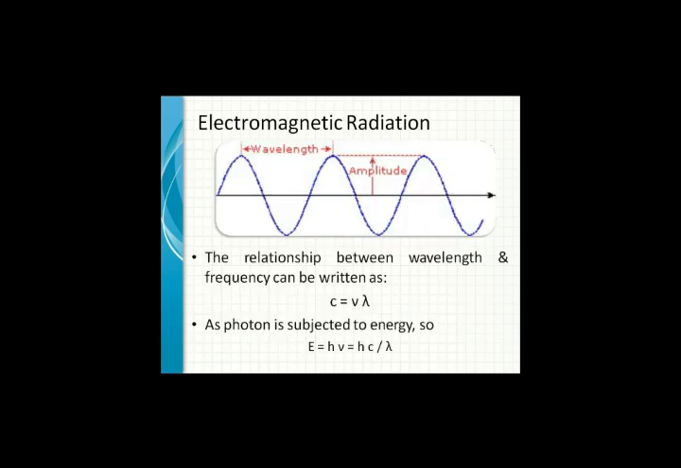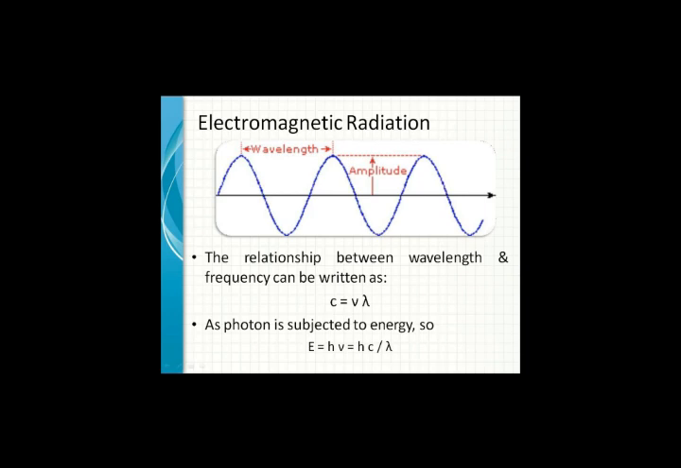This is the electromagnetic radiation by the vibrating source. The wavelength is the distance between two successive crests, and the relationship between wavelength and frequency can be written as c is equal to nu lambda. As a photon carries energy, E is equal to h nu, or equal to h c upon lambda.